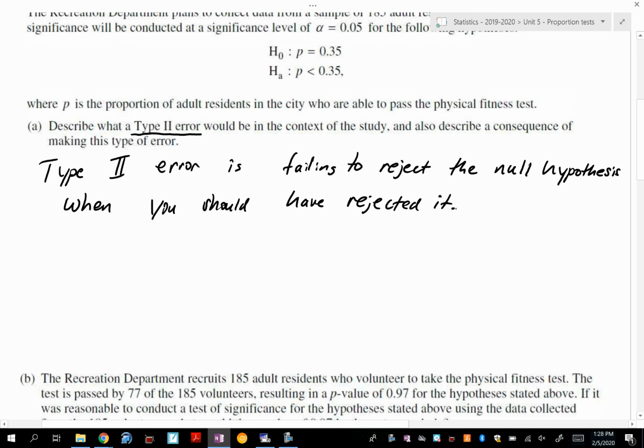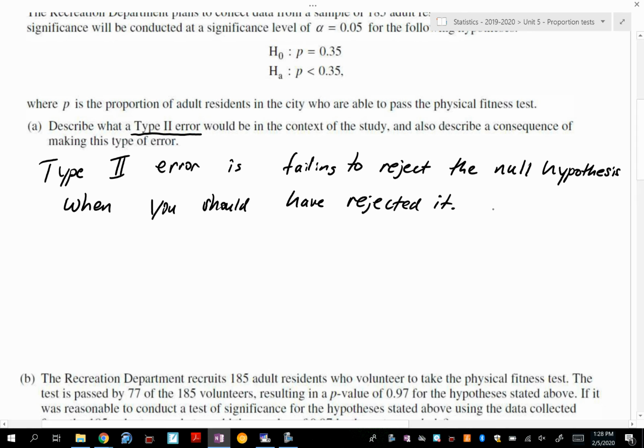So now let's try to bring in the context. We're saying that we're failing to reject the 35%. Okay, so that means we still think, what is the rate of adults who will pass a physical fitness test? 35%. All right, when in fact, what is it? It's lower. All right, so I'll write that down.